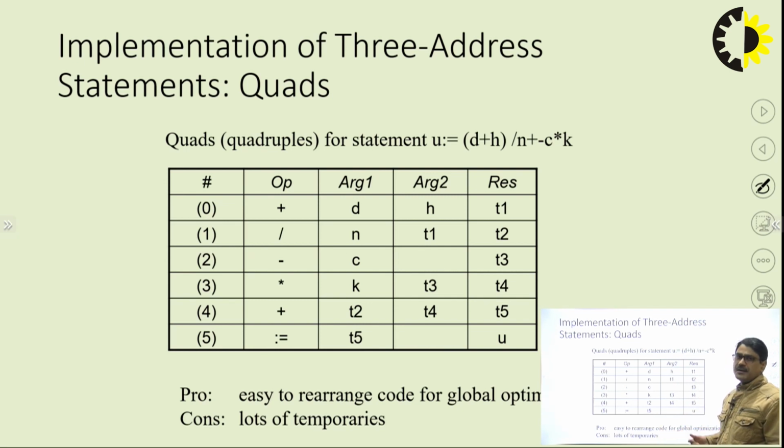Cons: lots of temporaries you have to define, means there is a space trade-off. It takes more space, because every time you have to define these temporary variables, and those temporary variables will be present for the whole operation.